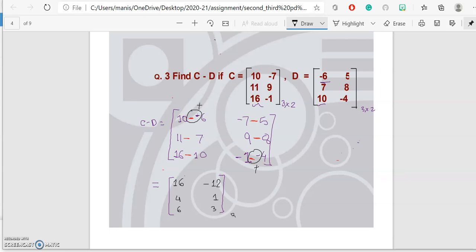Again, my order of the matrix will still be the same. Always remember, the first one is what? First one is row. And the second one is what? Second one is column. This is how we write the order. This is your answer for this question over here.